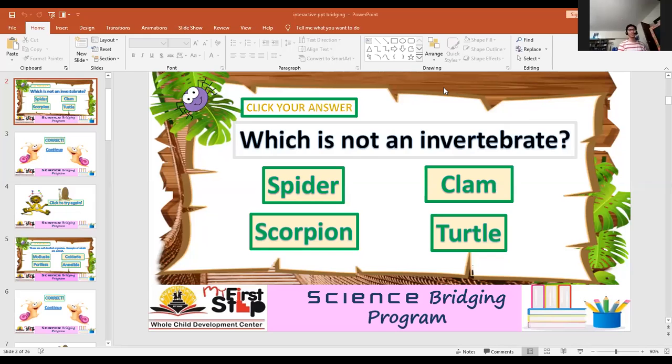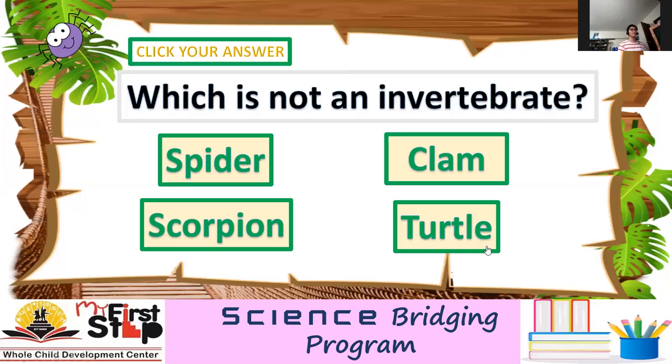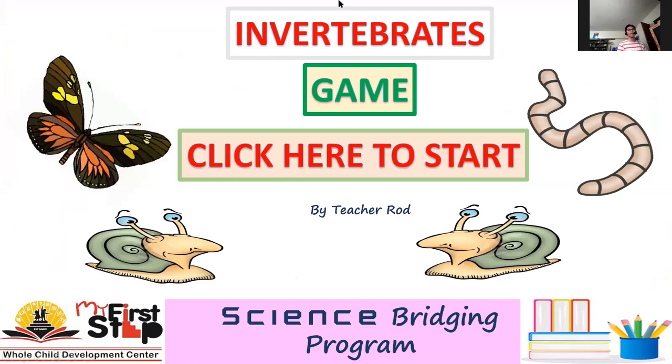This is an example of an interactive PowerPoint presentation. This is exclusively for grade 5 and grade 6. But how does it work? Okay, here it is. So now we have an example. Let's say this is a game. What makes it interactive is that you can add some programs and your audience can just click it. For example, this is a game for invertebrates and it says here, click here to start.